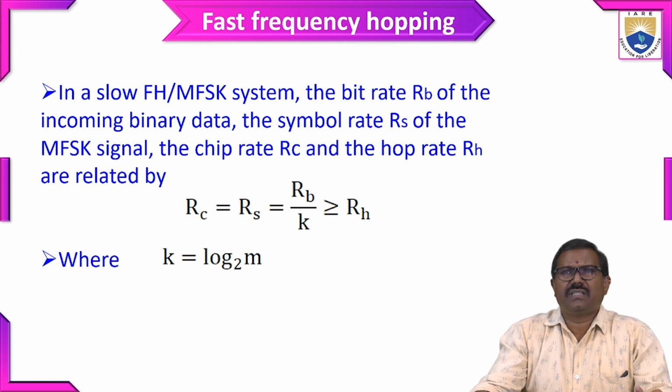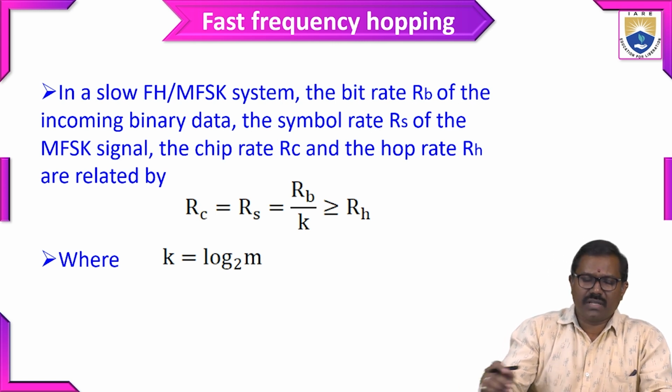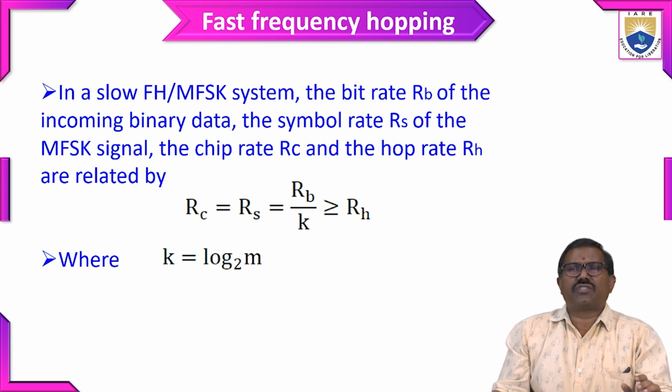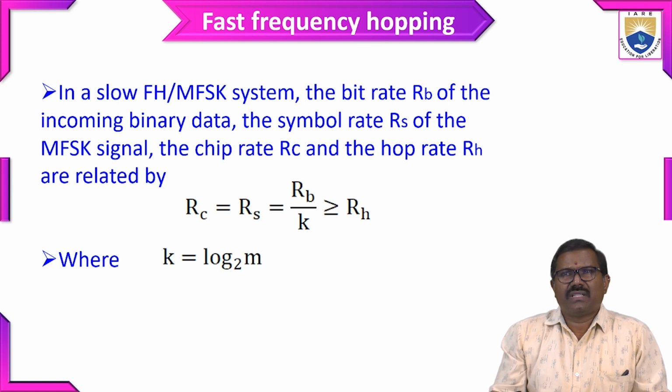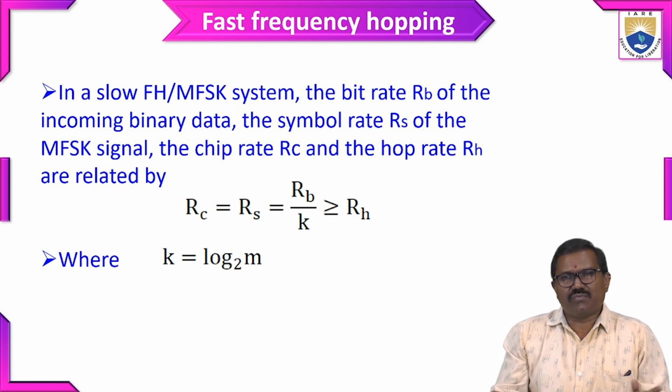So the fast frequency hopping. Earlier we discussed the slow frequency hopping. Now fast. In a slow FH-MFSK system, there is the bit rate RB of the incoming binary data, the symbol rate RS of the MFSK signal, the chip rate RC and the hop rate RH. There is a relation between these four. RC, the chip rate, is equal to RS, the symbol rate, which is equal to the bit rate divided by K.